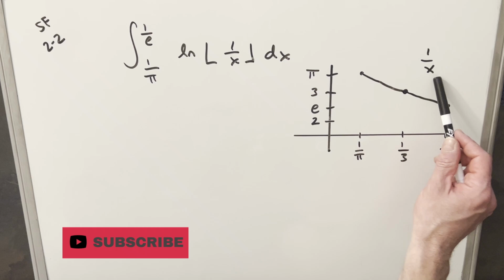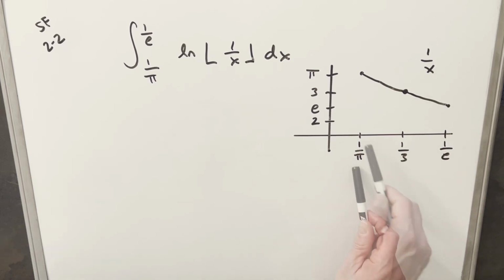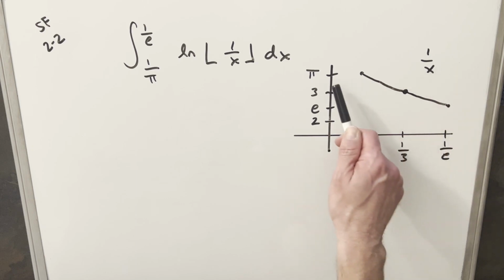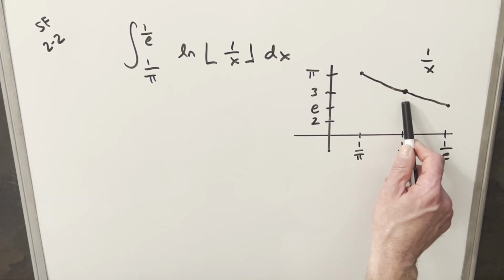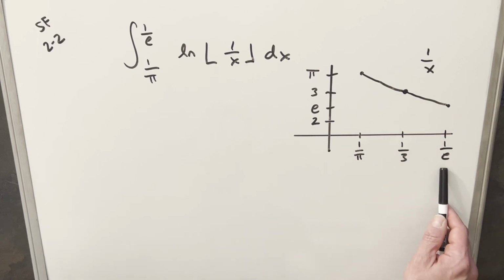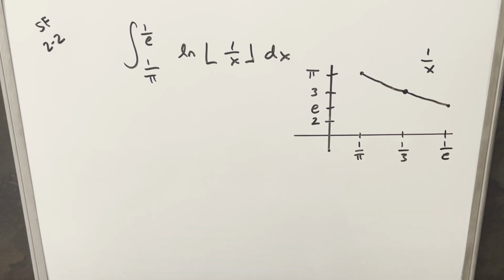Looking at 1 over x is pretty easy because for everything here, we just have to flip it and take the reciprocal. So at 1 over pi, 1 over x evaluates to pi, which is around 3.14. 1/3 is going to evaluate to 3 exactly. 1 over e is going to evaluate to e, which is like 2.718. So it's pretty clear what our graph of 1 over x looks like, but what we really want is the floor of 1 over x.